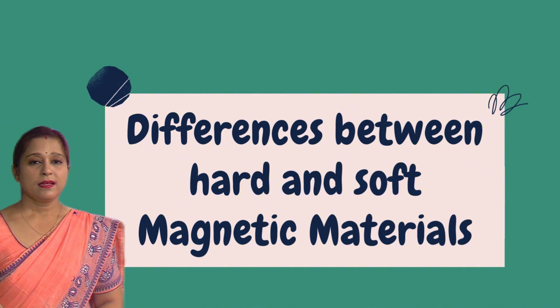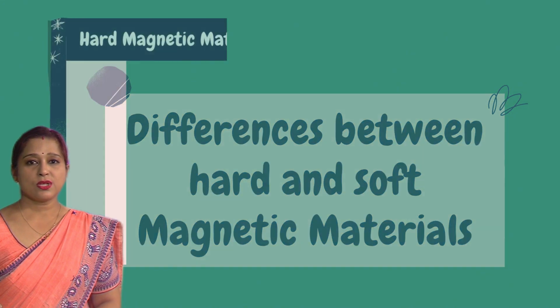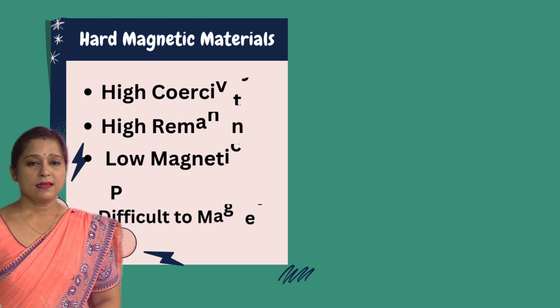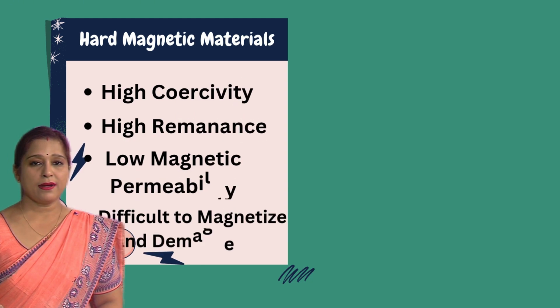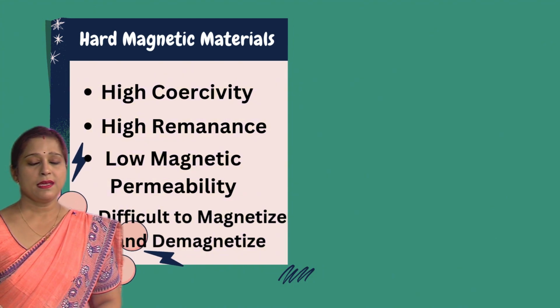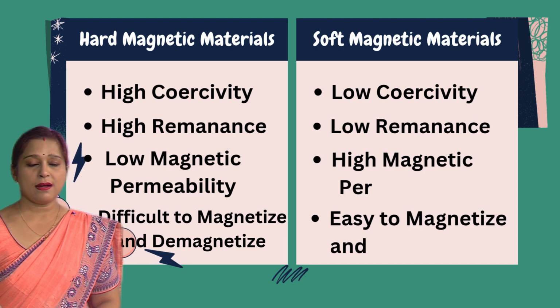Dear learners, let us quickly go for the differences between soft and hard magnetic materials. The main distinction between soft and hard magnetic materials can be summarized as: in case of hard magnetic materials, they are difficult to magnetize, they have high coercivity, they have high retentivity, while in case of soft magnetic materials, they can be easily magnetized and demagnetized. Their coercivity and retentivity are less.